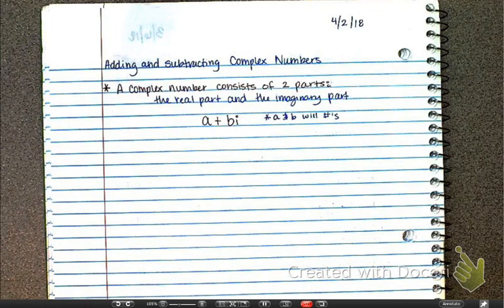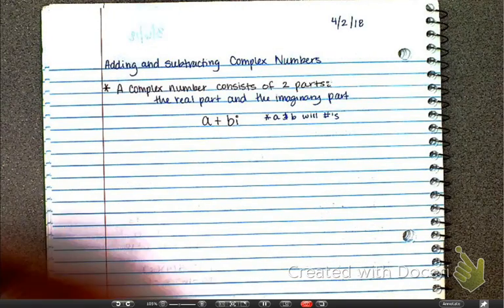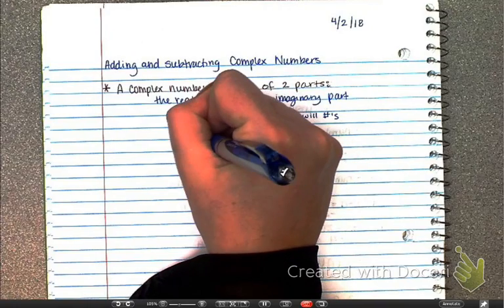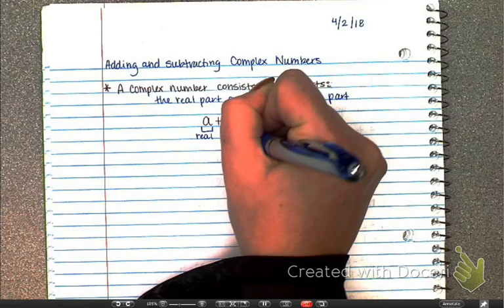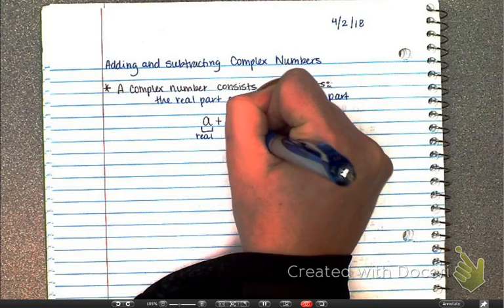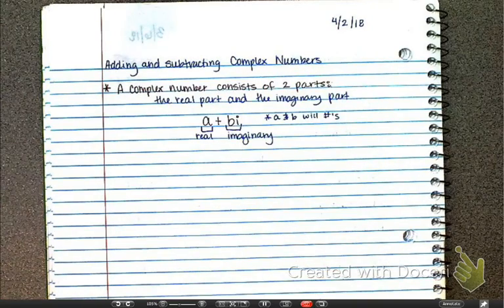Any guesses on what part of that is real and what part's going to be imaginary? I is imaginary and the numbers are real. Hopefully. Close. A is the real part, and then BI is your imaginary, because it's next to the I. So A is the real part and BI is your imaginary part.